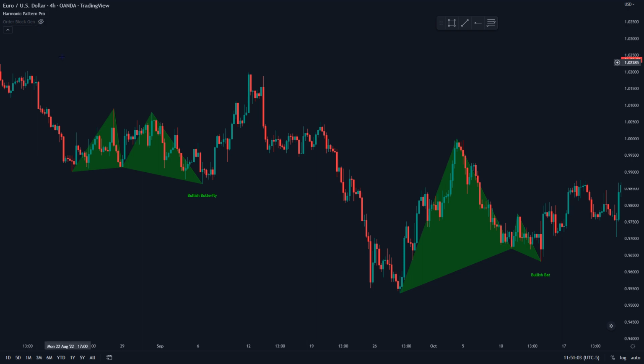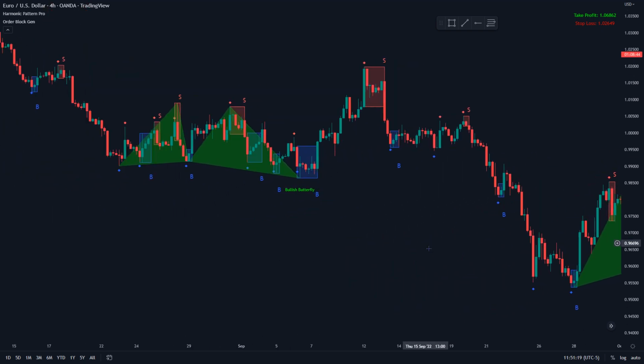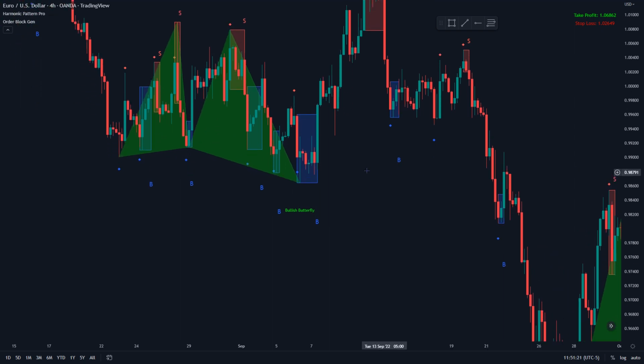Works wonderful for this. If I turn this on, of course we can see it'll pick up bullish and bearish order blocks. However, when we have these patterns, we're only going to be filtering out just the bullish ones. So let's go into this one first.